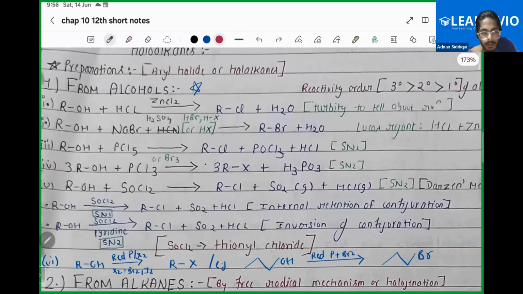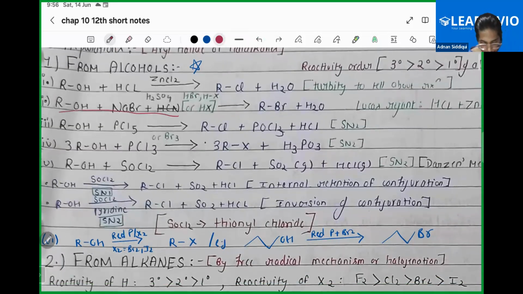First, we have already discussed in detail what Lucas reagent is, and they might ask you one question on the turbidity test. You will have your alcohol, and if you are reacting it with PCl5, you will get RCl, which is a haloalkane. Or you can react it with PCl3 or PBr3, and again you will get haloalkane.